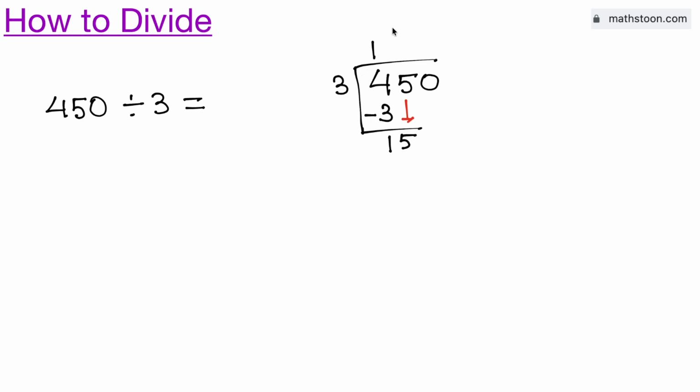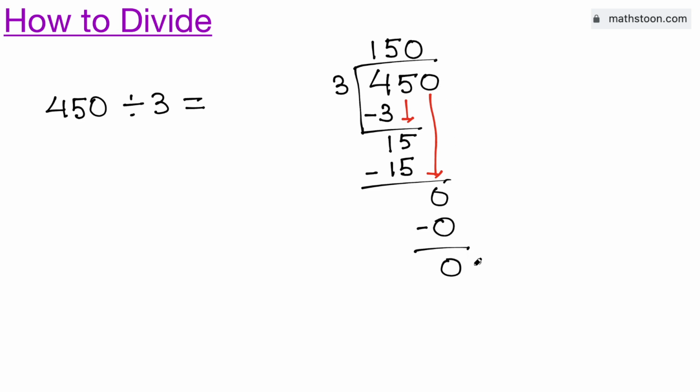And we know that 3 times 5 is 15. Subtract, we get 0. As 0 is less than 3, we need to bring down this number 0 here. But see that this is the number 0, so we need to remove one 0. And we know that 3 times 0 is 0. Subtract, we get 0 again.